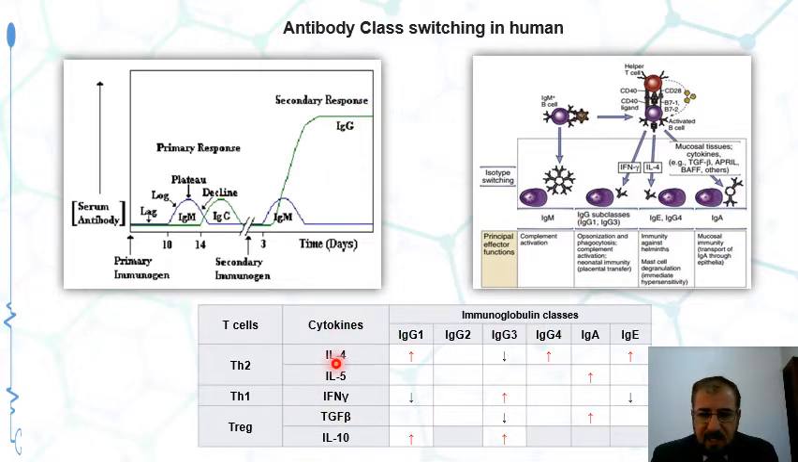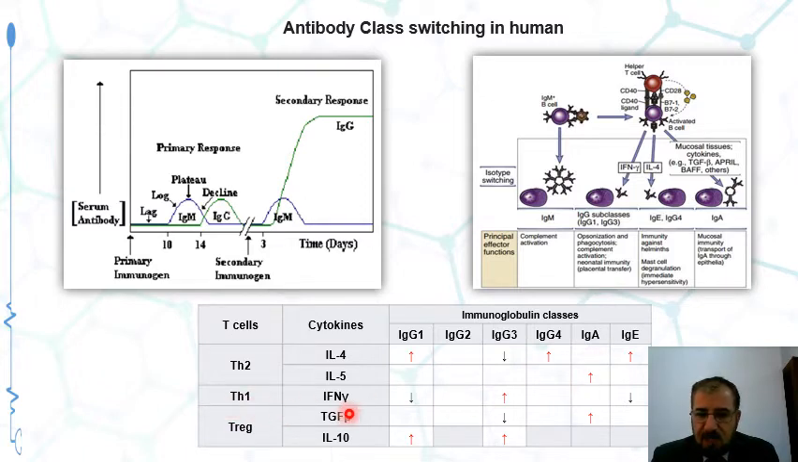And we can summarize the effect of different cytokines on B lymphocytes to switch the isotype production. See, Th2 helper cells can produce IL-4 to affect the B lymphocyte producing IgG1, IgG4 and IgE. Or the Th2 helper cell can produce IL-5 to affect the B cells switching from IgM to IgA.